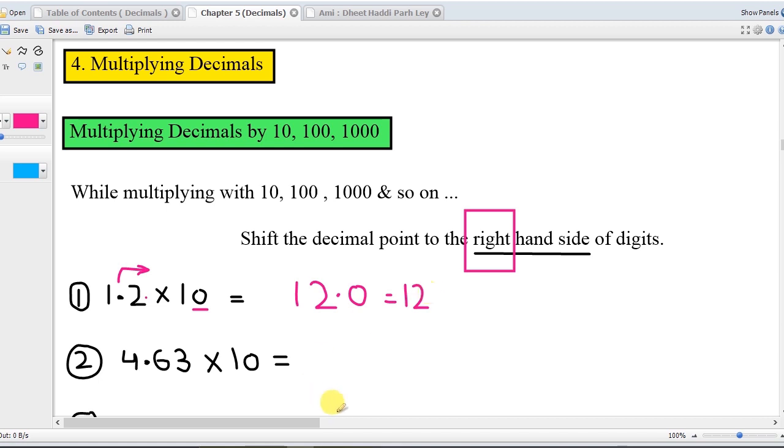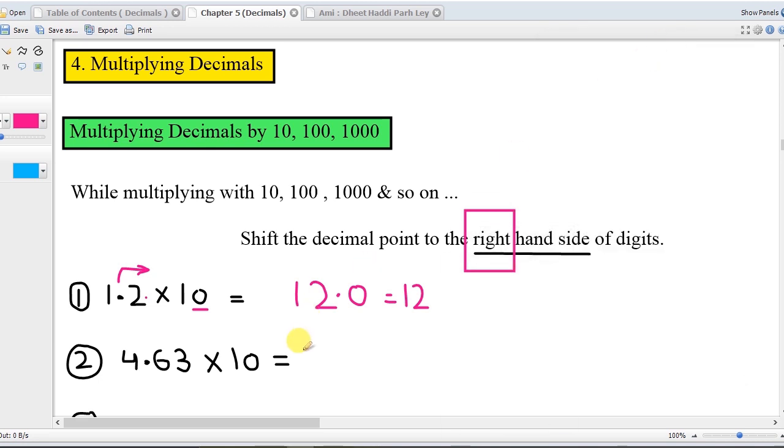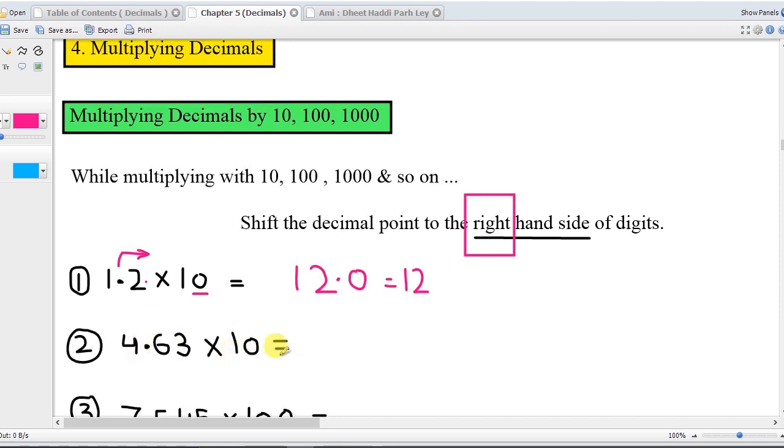Got it? Now let's verify this answer using a calculator. This is 1.2 times 10, and see, our answer is 12. So we just verified our answer. This is right. Nice.